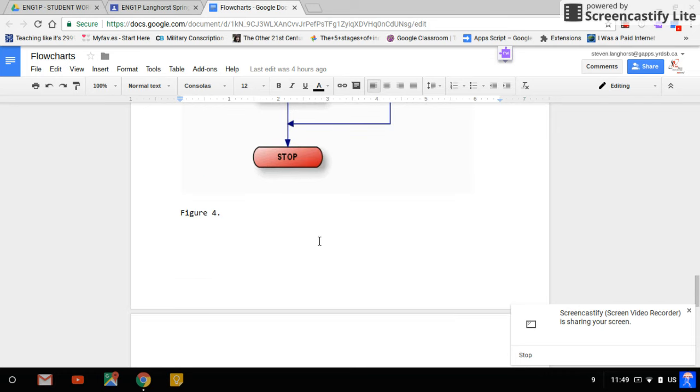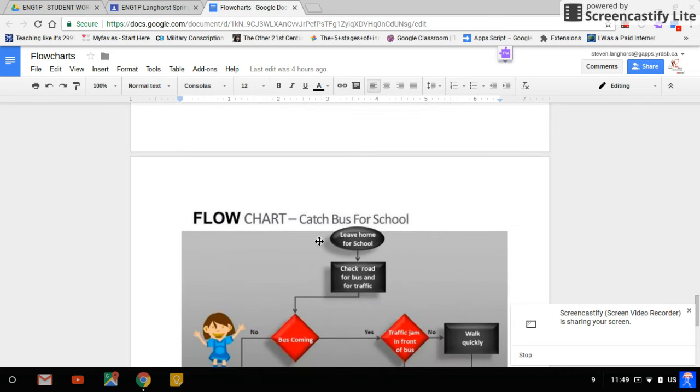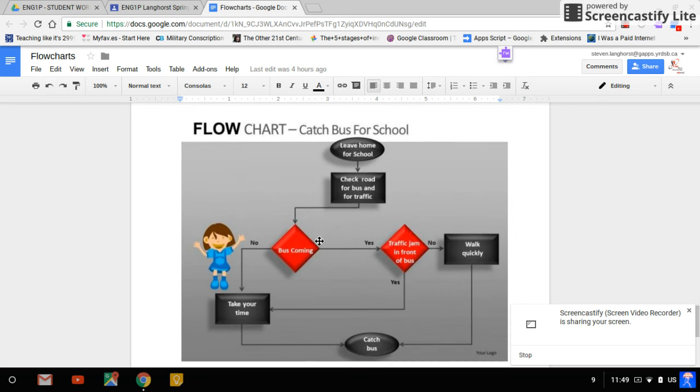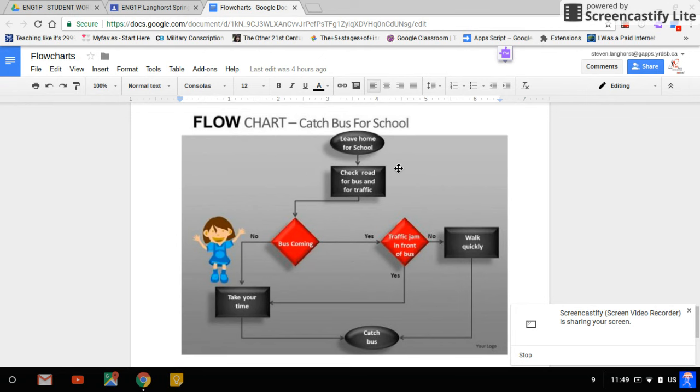Moving along to figure 4. This is the last figure that I put on the page. This one is about how to catch the bus for school, and this one's a little more complicated, and I'm going to walk you through it. So you leave home for school. That's the starting point. You check the road for bus and for traffic. Is the bus coming? No. Then take your time and catch the bus.